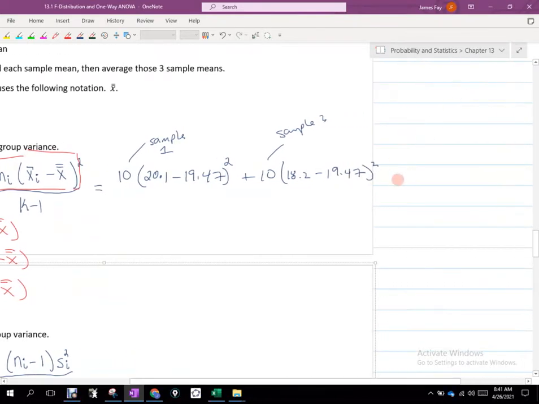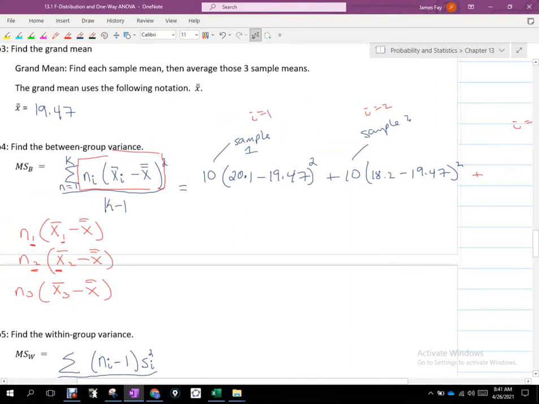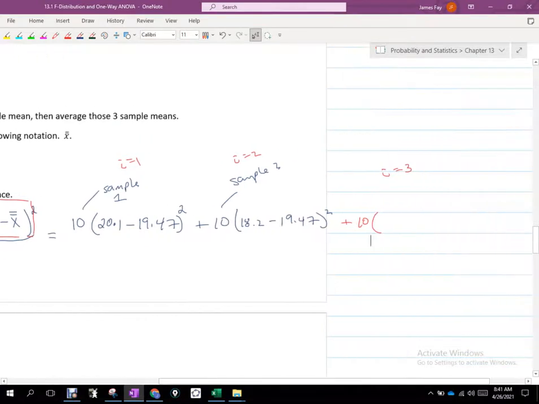So then we're going to add to that. This would have been when i was 1, this would be when i is 2, and then we have when i is 3. So when we're looking at the third sample, its size was 10. Its sample mean was 20.1. And we subtract away the grand mean again, so 19.47.